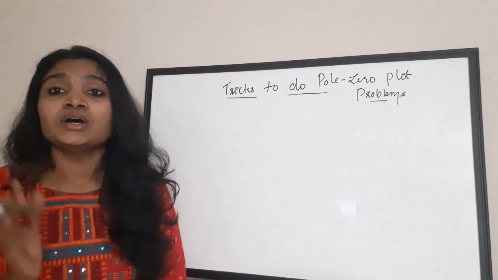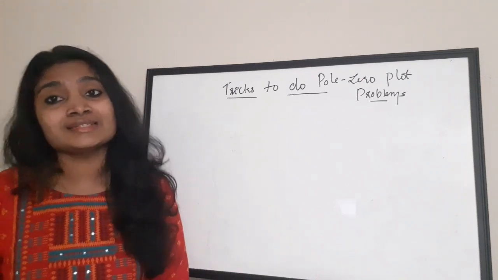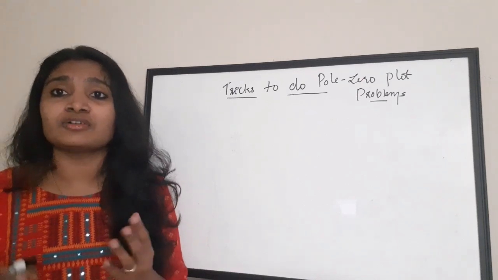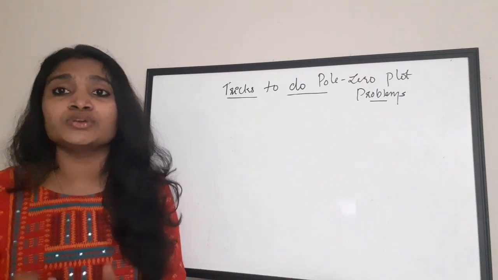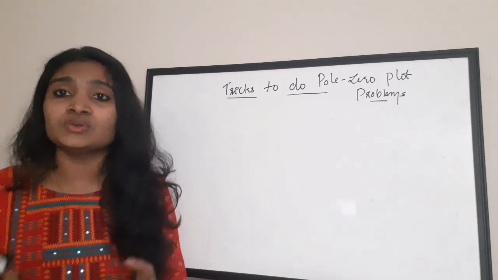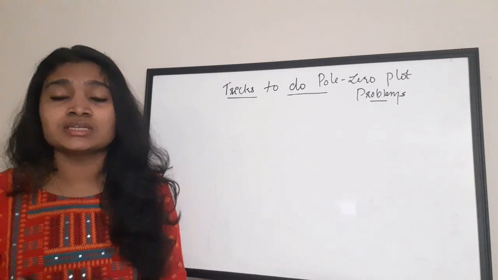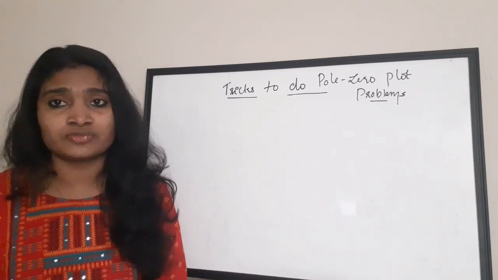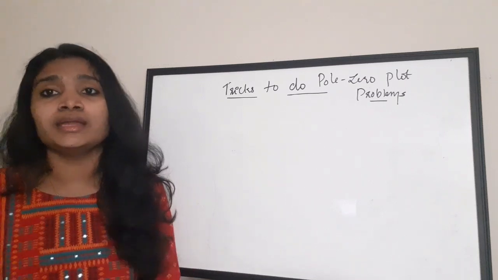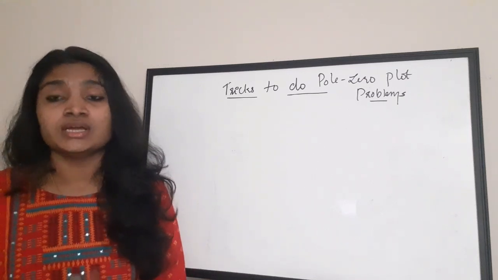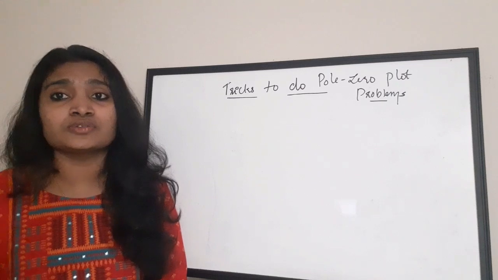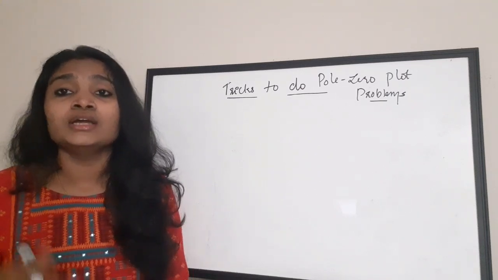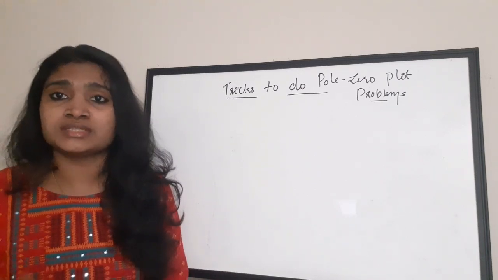pole zero plot. Before going into all of these, what is actually a pole zero plot? It is a graphical representation of your system's transfer function. You know that the system transfer function is of the form Y of z by X of z, or Y of s by X of s. That is your output by input. That is called your transfer function. Now, if you represent this transfer function in a graphical format, you can call it a pole zero plot.